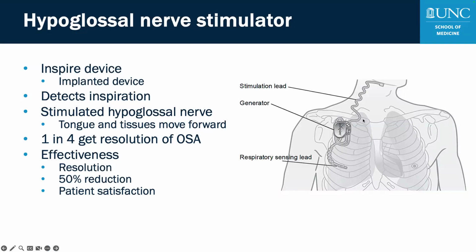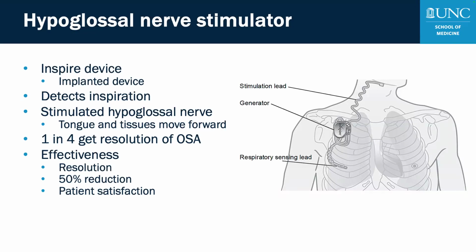It stimulates the hypoglossal nerve on one side, and your tongue involuntarily moves forward. Again, the idea is that it's pushing the tissues forward, stimulating those muscles to keep the airway open so you don't obstruct. Only 1 in 4 patients that get this get complete resolution of OSA, so that means an AHI less than 5. This is enough by itself to eliminate your sleep apnea.